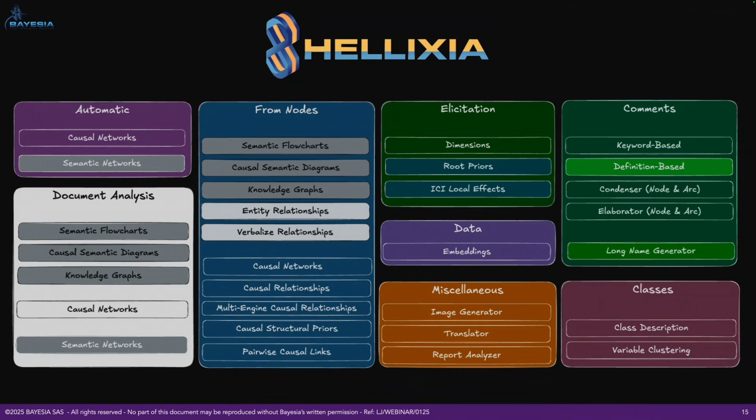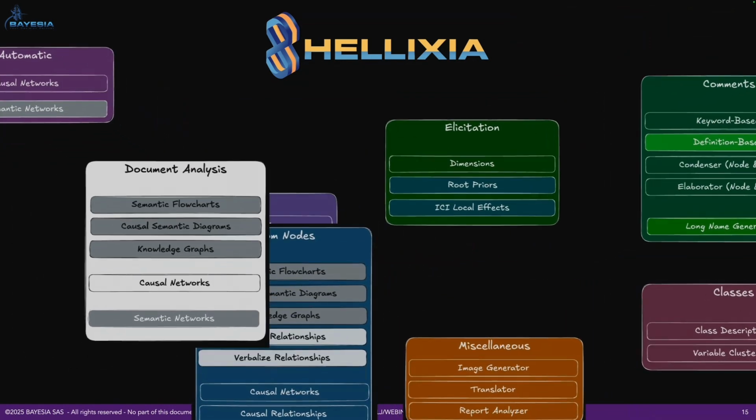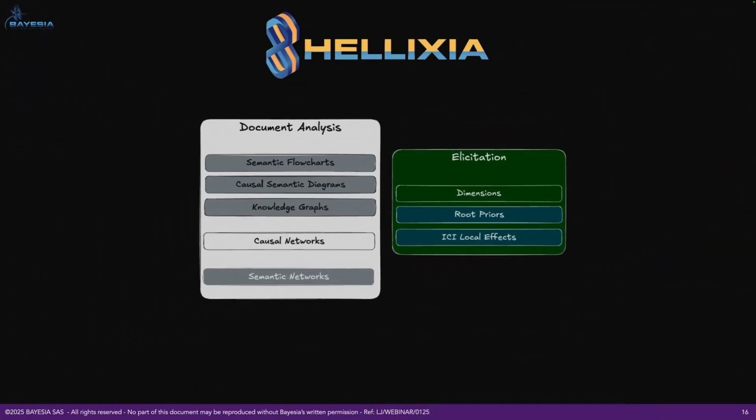And the last part is for generating images, which allows you to have nice Bayesian networks that you can use for communication. We can use it for translating and also for generating a textual report of the analysis of the network, right? But today, I'm just going to use these two blocks: document analysis for creating semantic, causal, and knowledge graphs, and also a causal network. And then I'm going to use the green part for the elicitation of our ICI model.